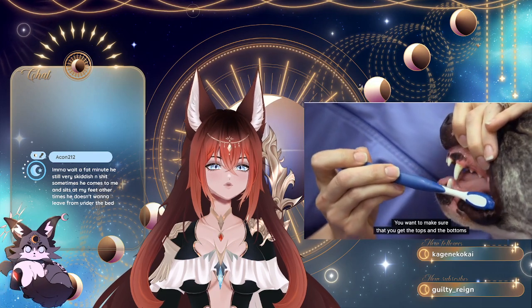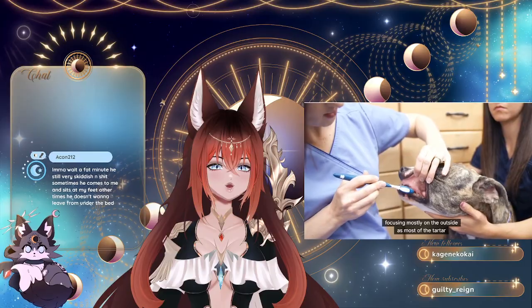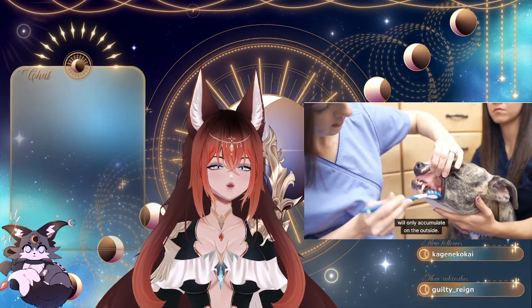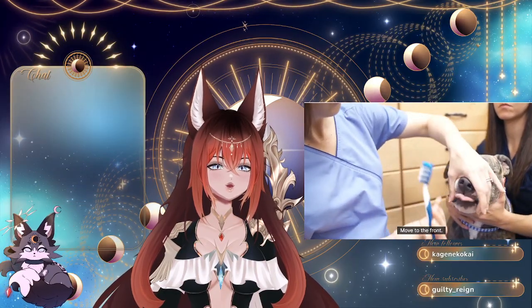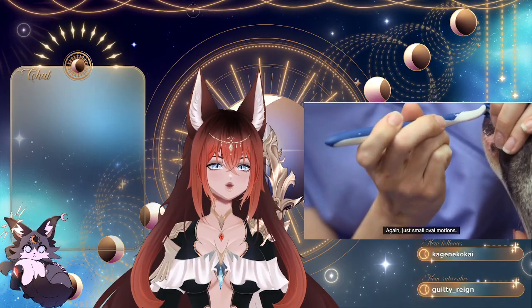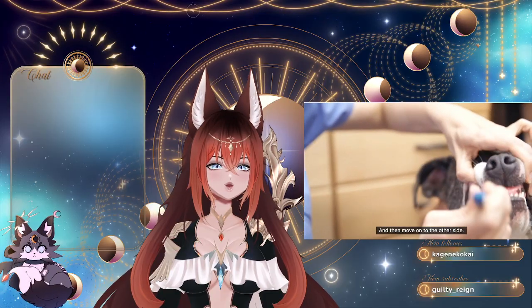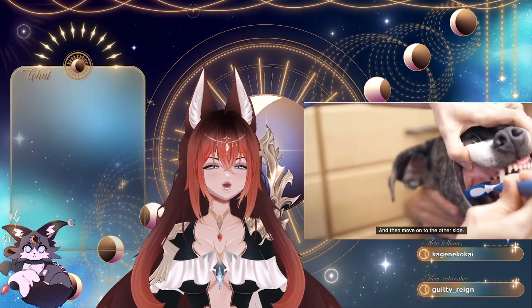Beautiful. You want to make sure that you get the tops and the bottoms, focusing mostly on the outside, as most of the tartar will only accumulate on the outside. Move to the front. Again, just small oval motions. And then move on to the other side. Look at her pretty teethies.